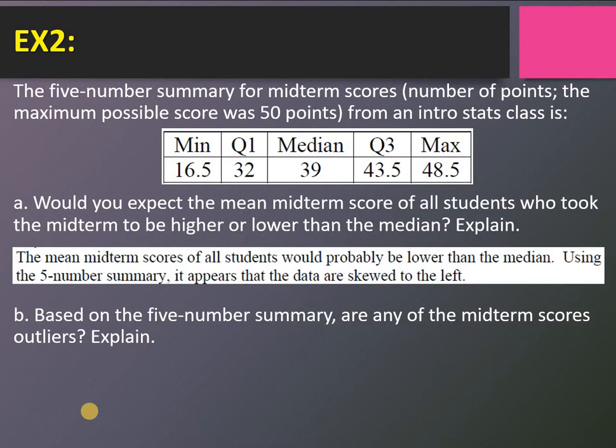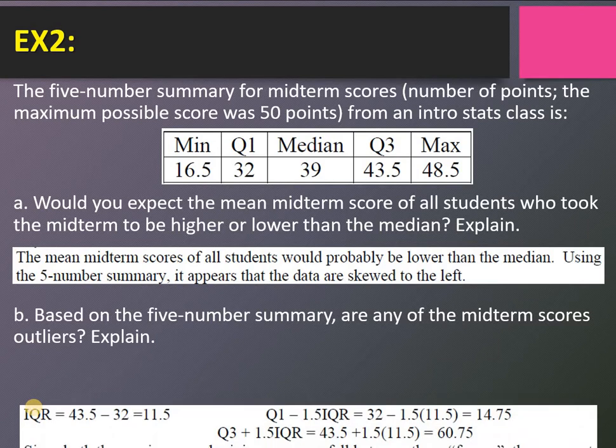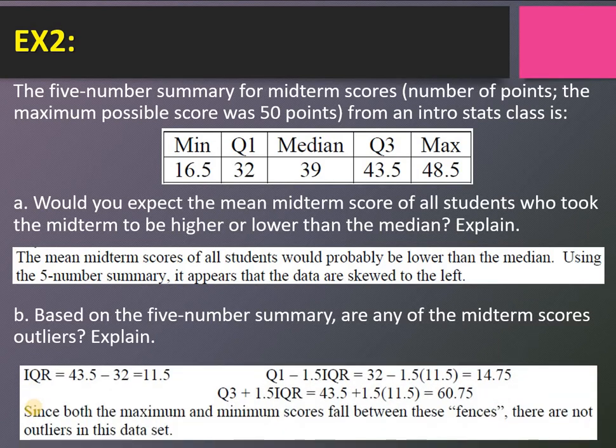All right. Were any of my scores outliers? You're saying yes? I really don't remember. I didn't look at the answer. Yeah? No? Okay. When I do my IQR, I get 11.5, and I find my fences to be 14.75. Is the minimum less than 14.75? No. I get my upper fence to be 60.75. Is my maximum greater than that?